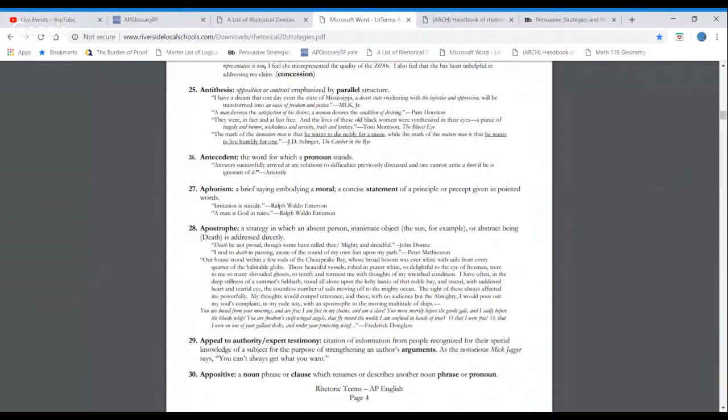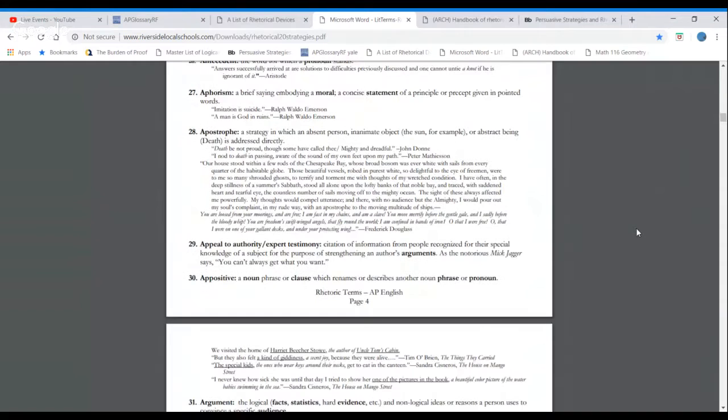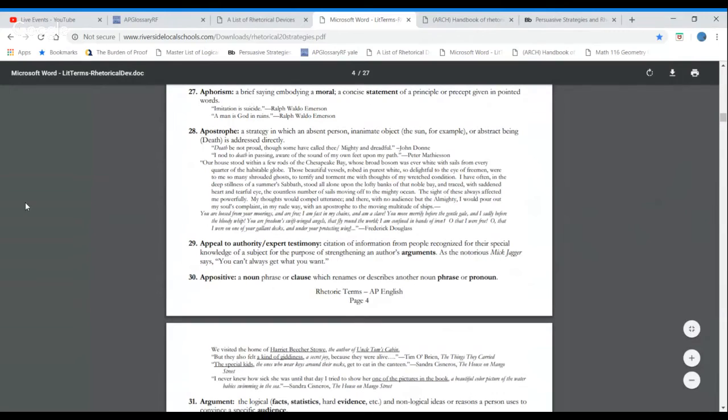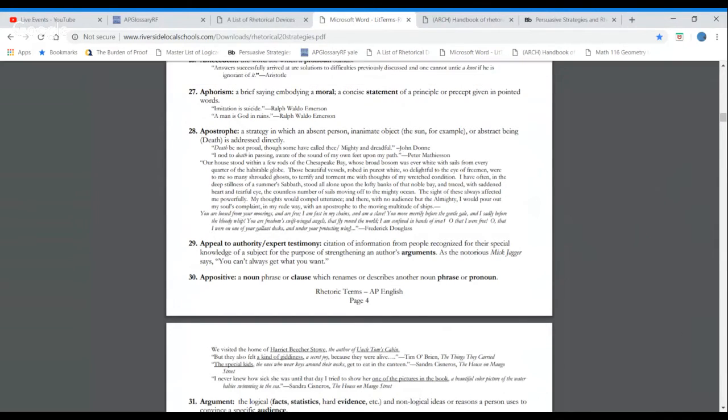Aphorism: a brief saying embodying a moral, a concise statement, or a principle or precept given in pointed words. Apostrophe. No, it's not apostrophe, is it? Apostrophe: a strategy in which an absent individual, inanimate object (the sun, for example), or abstract being (death) is addressed directly.